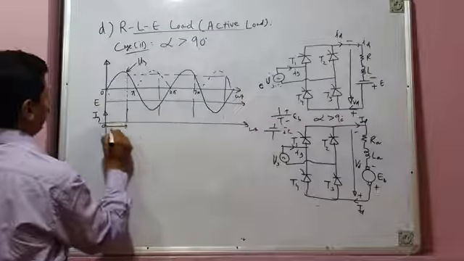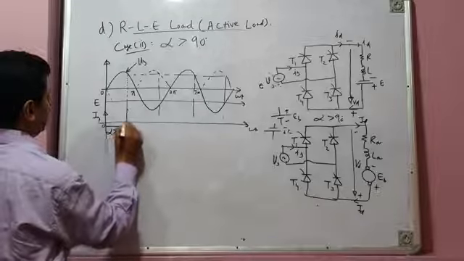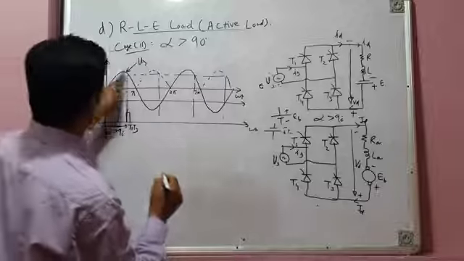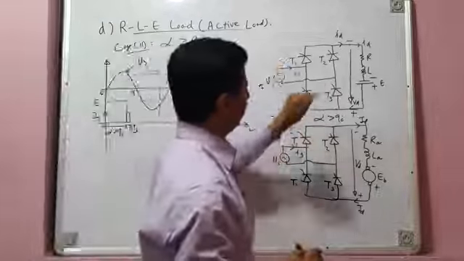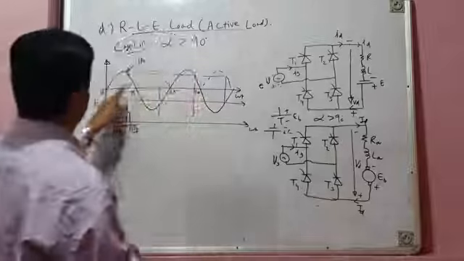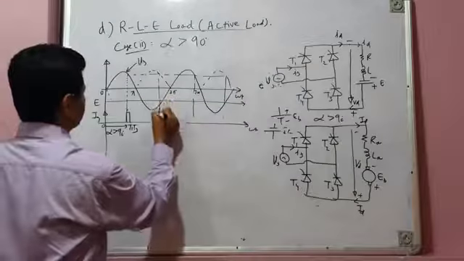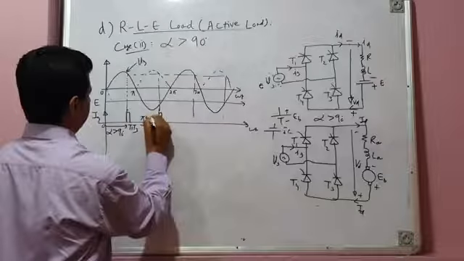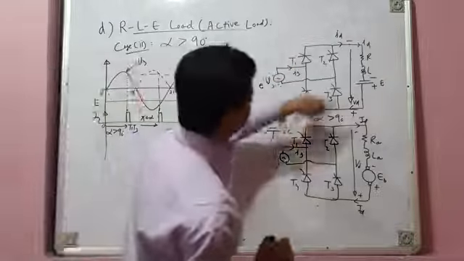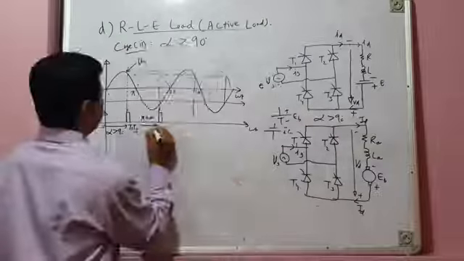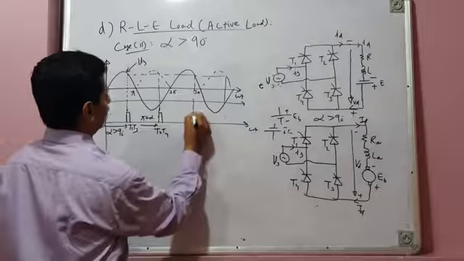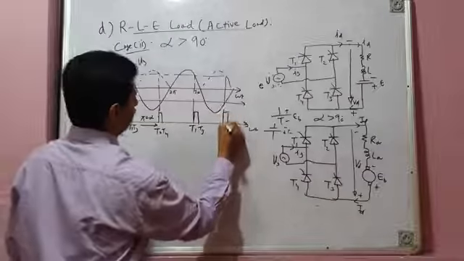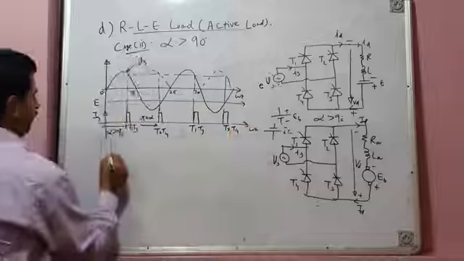This is alpha. At alpha you can see it is greater than 90 degrees. And here which pair of devices is conducted? T1, T3, because positive half cycle of source voltage is there, T1, T3 pair has to be fired. And during the negative half cycle of source voltage, next instant of firing is here, and this is pi plus alpha. And which pair of devices has to be fired? T2, T4 pair has to be fired. And then again T1, T3 pair is fired, then here again T2, T4 pair is fired.